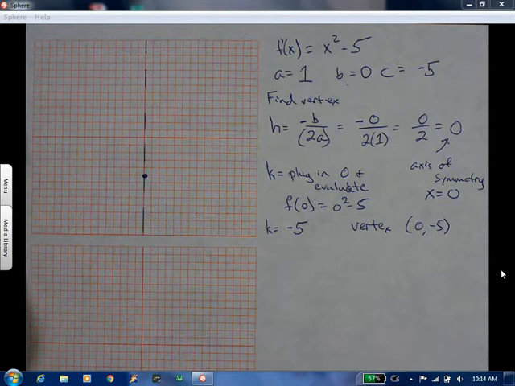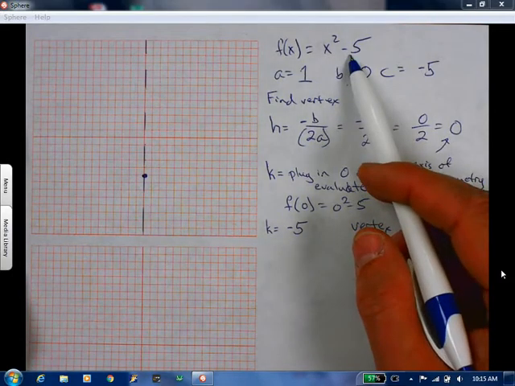From here, the rest of the graph, the book is going to ask you to make a table of values. And you have to keep plugging in these things. And some of these kind of get long. I have another way. It's a little bit easier.